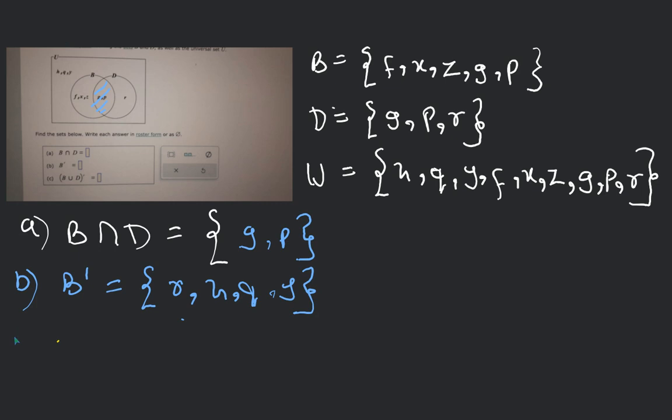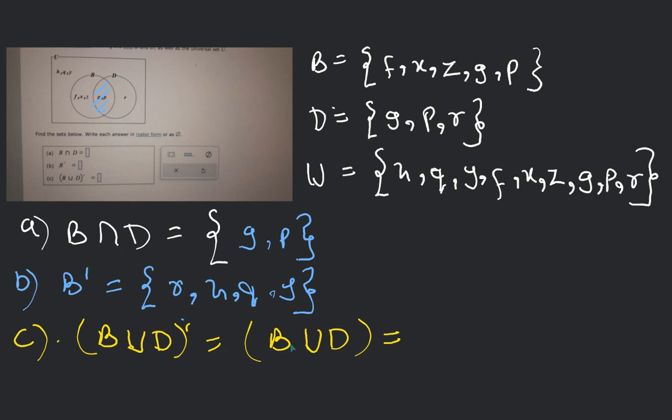The last part, C. In the C part we have to do two things. First, we have to find B union D, right? So the first part is B union D. What will that be? And then we'll find the elements which are not there in both of them. So, what are the elements of B union D? B union D is F, Z, G, P, R.